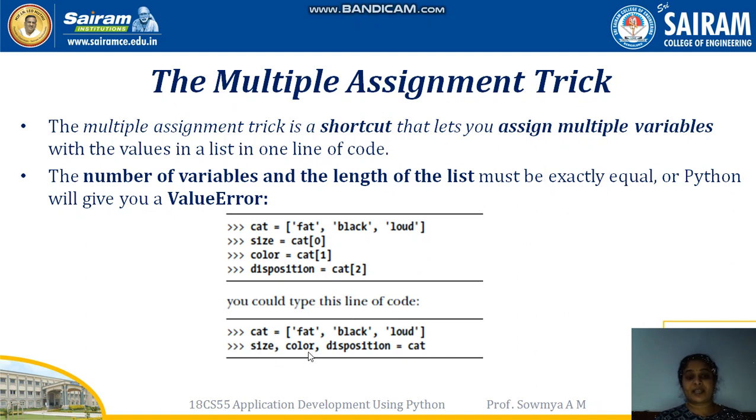But here, for size, color, disposition, there are 3 variables equal to cat, which means the cat's first value is stored in size, the next value in color, and the third value in disposition. So if you give more than 3 or fewer than 3 values to the cat variable in the assignment statement, then it returns an error, because in multiple assignment the number of elements in the list should be equal to the number of assignment variables.